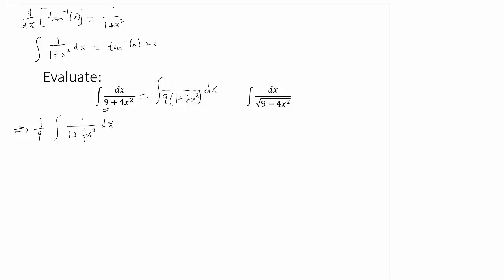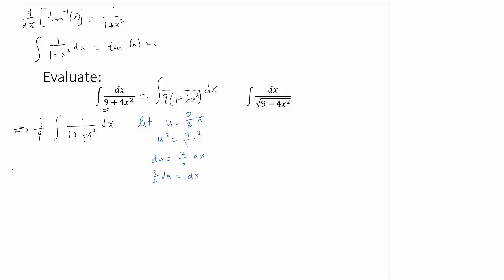And now, really, I'm where I need to be, because I now have 1 over 1 plus a squared quantity in the denominator. So the substitution I'm going to make is I'm going to let u equal 2/3 x. Because notice that if u is 2/3 x, then u squared is 4/9 x squared. And then du is 2/3 dx, which means then that dx is 3/2 du.